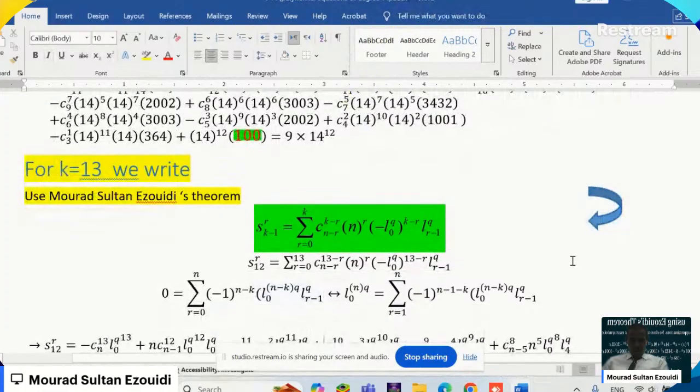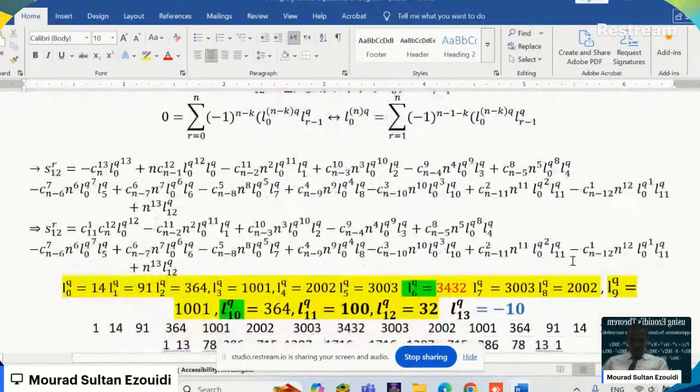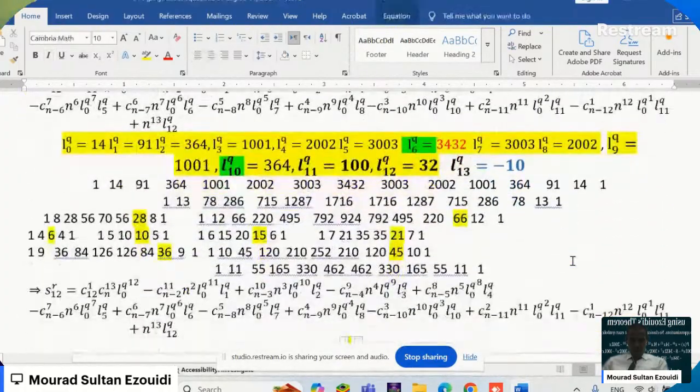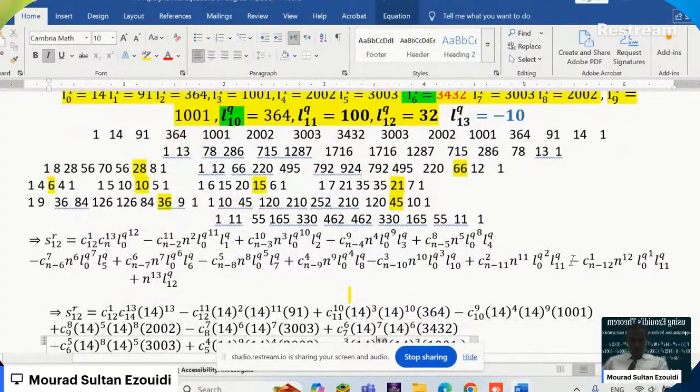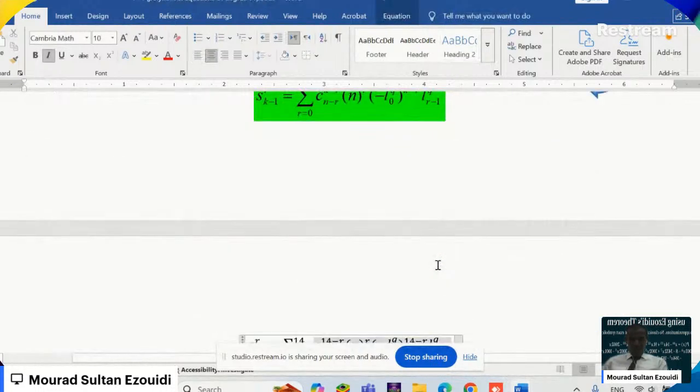Now we continue. I want to find the 13th coefficient. Just put k equal 13 in the recursive formula of Professor Mourad Sultan Ezouidi, and you will try to write S12 as this. This is the general formula to find the 13th coefficient for any nth degree polynomial equation.